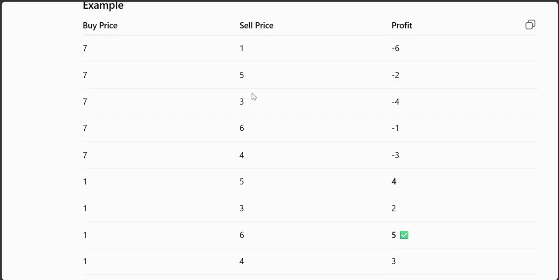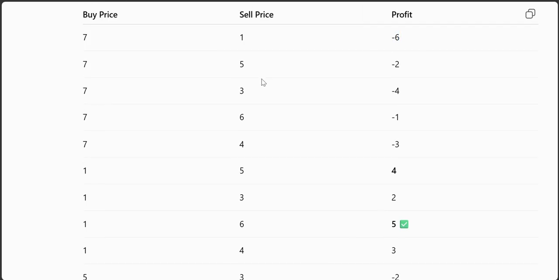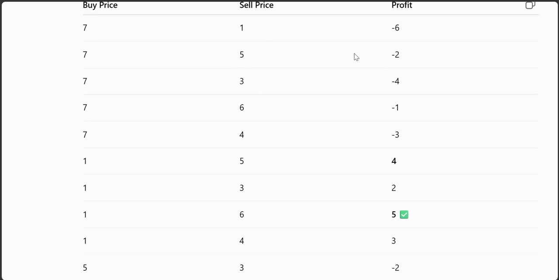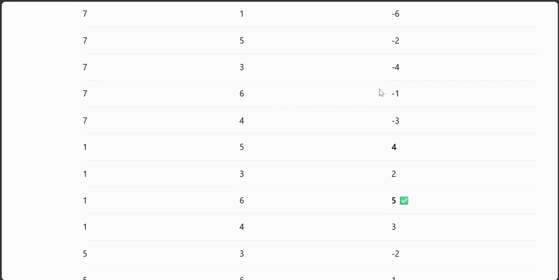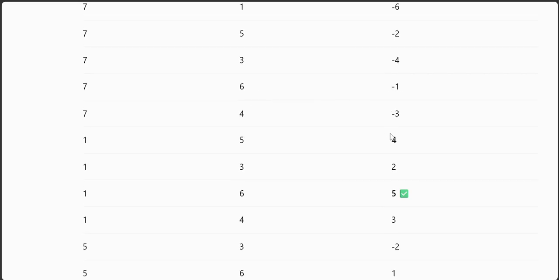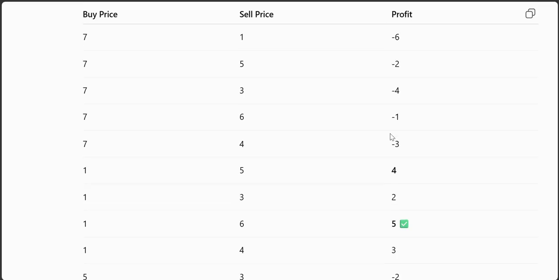So guys, our loop is gonna work like this. First we assume that we are buying at 7 and selling at index j, that is i plus 1, the value 1, then our profit will be minus 6. Next is 5, then our profit will be minus 2, then we update our profit. Third is 3, and our profit will be minus 4. Fourth is 6, our profit will be minus 1, and so on. That is the first iteration.